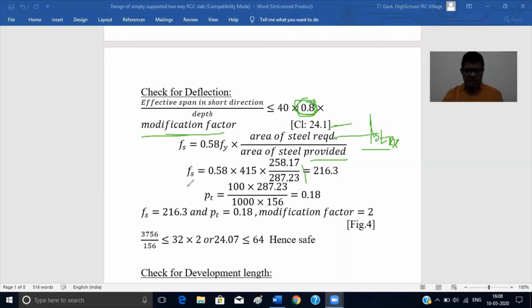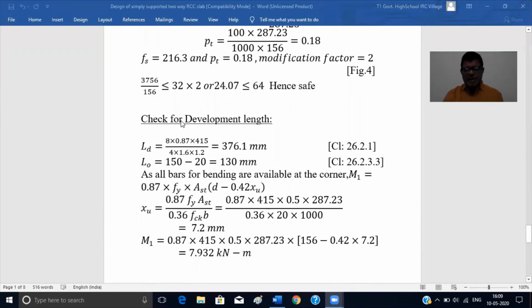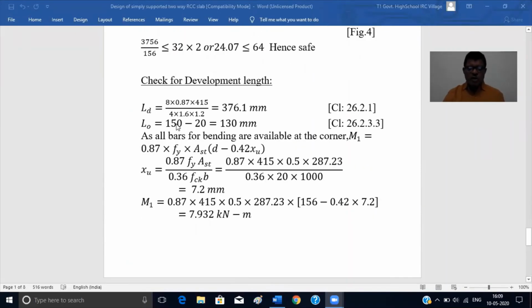Now once you find the fs value, go to the curves given on that page. Different kinds of curves are there in figure 4 of your IS code. Corresponding to the value of fs equal to 216.3 and pt equal to 0.18, calculate the value of the modulation factor. This comes out to be 2. Then check it. So now it comes out safe for deflection. Then you have to check for development length. These are the standard checks, development length and deflection, for all beam and slab designs. They should be safe on this.